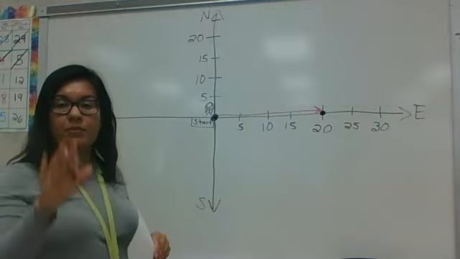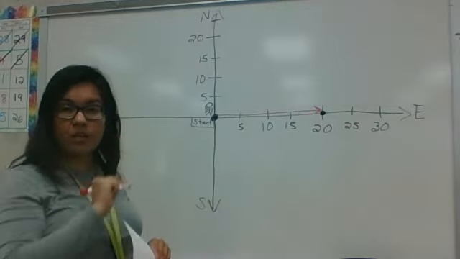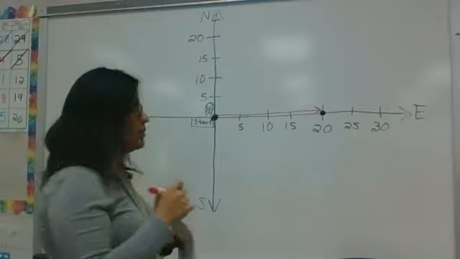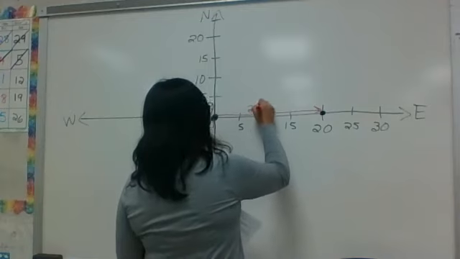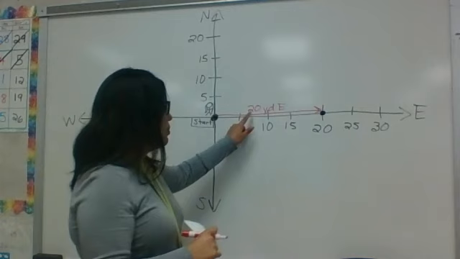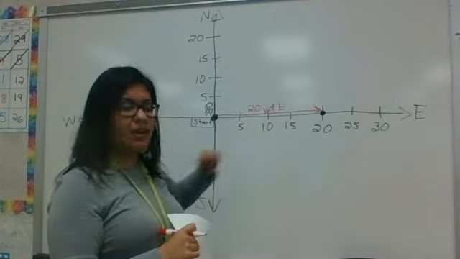And then remember, every time that we draw an arrow showing movement or a little arc showing movement, we're going to label that with the distance and the direction. So this is 20 yards east. Remember, we put the number and the units and the direction.